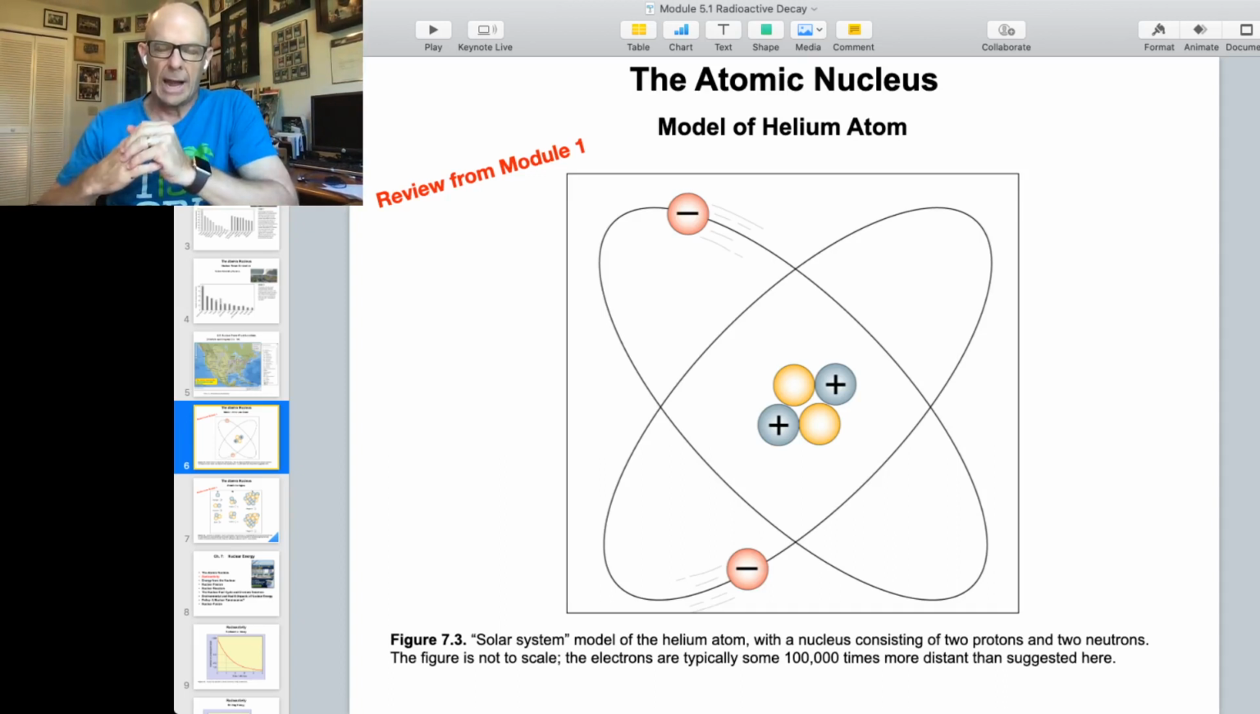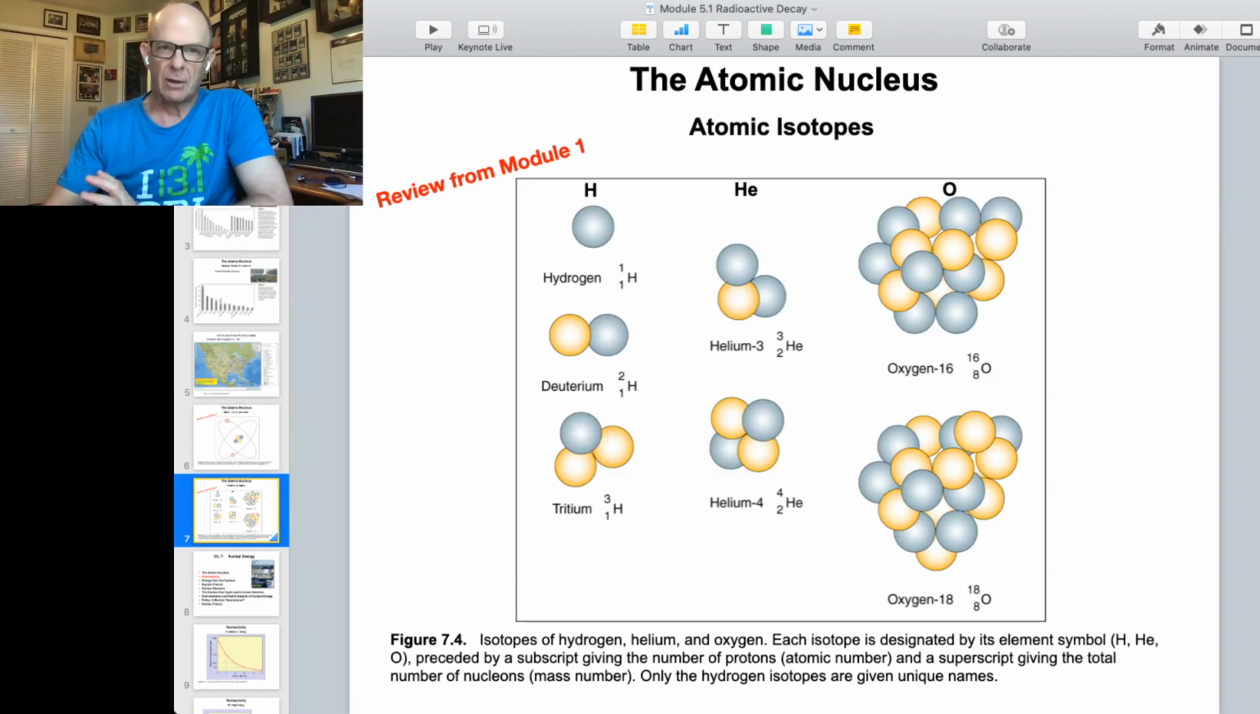In a non-ionized, normal atom, the number of electrons equals the number of protons. However, the number of neutrons does not necessarily have to equal any of those things. And in fact, even within a particular element, a particular type of atom, that's determined by the number of protons in the nucleus, I can have different numbers of neutrons.